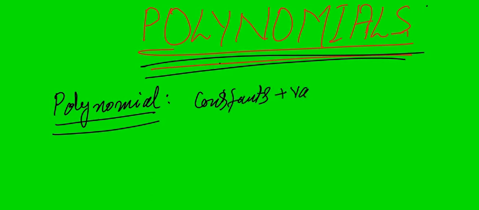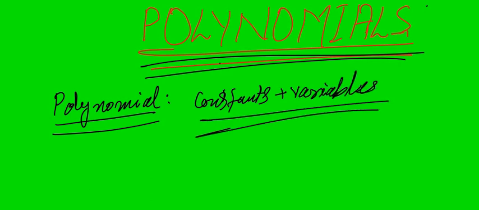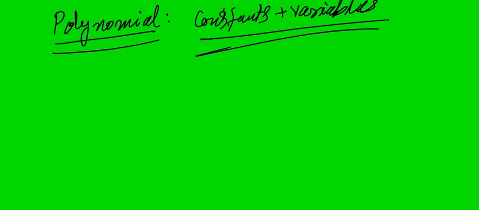Constants plus variables together form terms. So what is a polynomial? A polynomial is an algebraic expression in which constants and variables are involved, and the exponents are always non-negative integers.